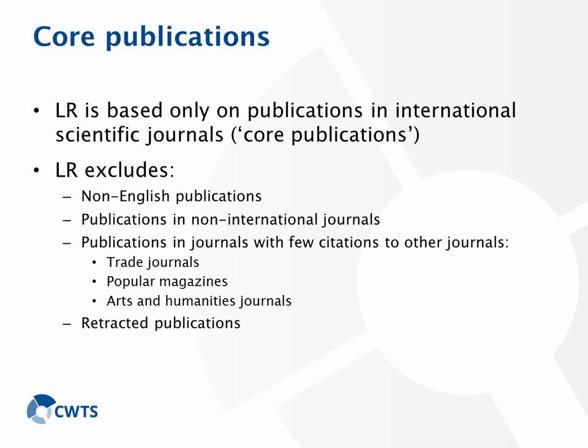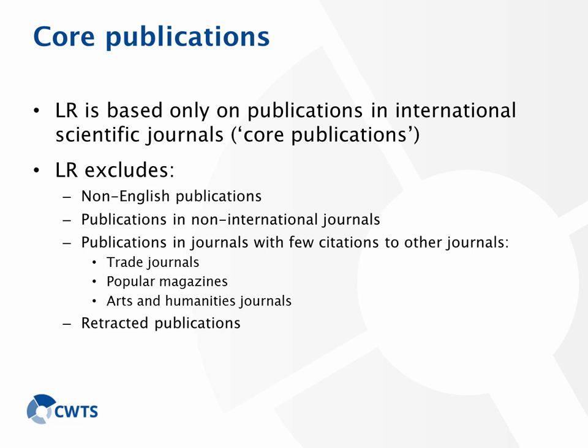Publications that have not been written in English and publications in non-international journals are classified as non-core publications and are therefore excluded from the Leiden Ranking. The same applies to publications in journals that have only a very small number of citation links with other journals. This includes trade journals and popular magazines, but also many journals in the arts and humanities. Furthermore, retracted publications are also excluded from the Leiden Ranking.